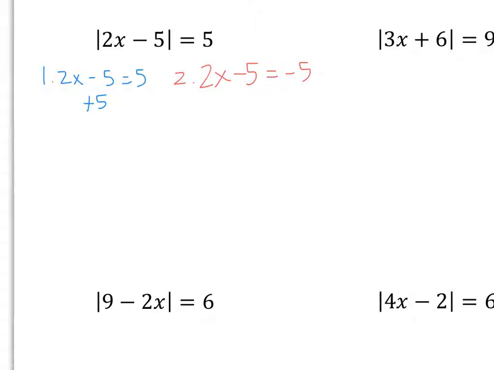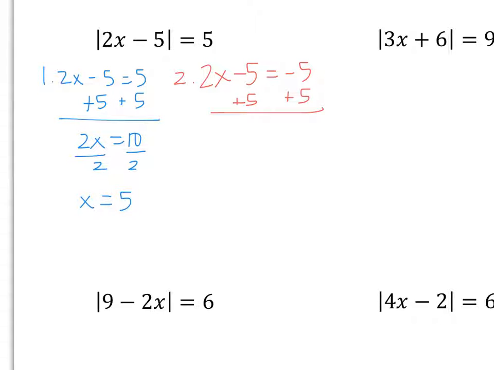So I will add 5 to both sides, and I get 2x equals 10. And here x would equal 5. And for my other equation, I will add 5 to both sides, and 2x equals 0. Well, 0 divided by any number is just 0. So I get 0 and 5 for my two answers, but let's check our work.